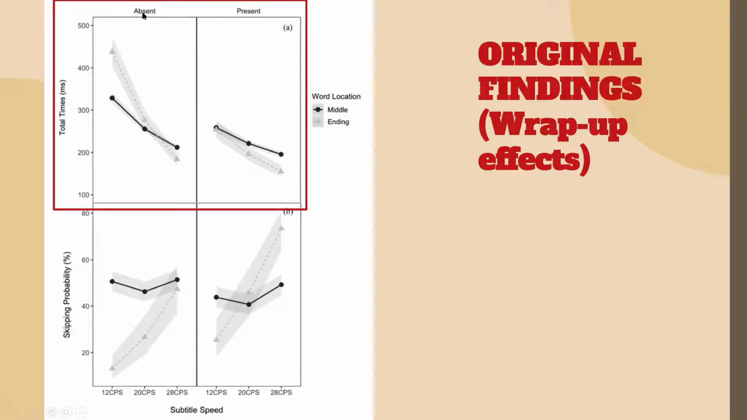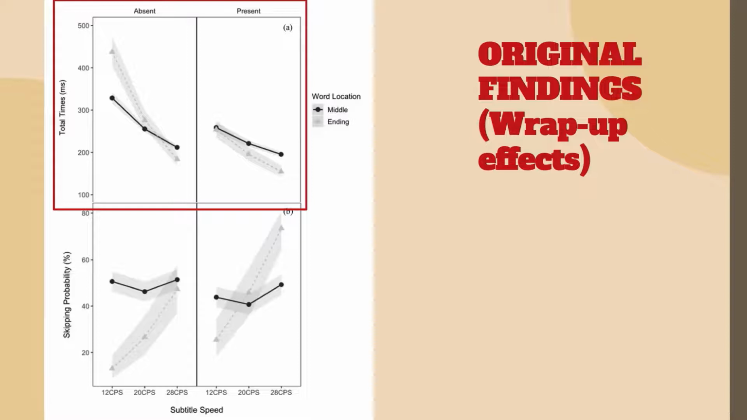subtitles, when the video is absent, you can see it very clearly here: words at the end receive longer fixations than words elsewhere in the sentence. This says middle here, but actually what they did is middle and beginning. Look what happens when we increase the speed. We go from 12 to 20, and then with 28 CPS, even when there's no video to look at, we have what is called a reverse wrap-up effect, right? So this does not happen. The most intuitive reason why is that 28 CPS, characters per second, is so fast that people do not get to the end of the sentence, right?